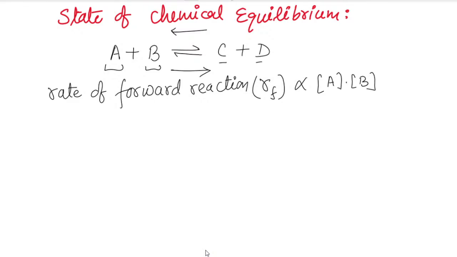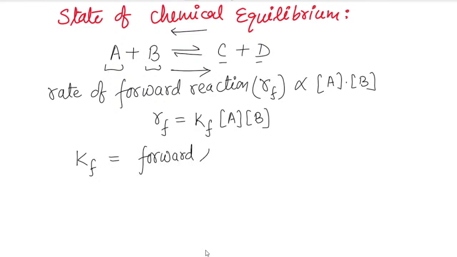Chemical equilibrium is going on. So rate of forward reaction is equal to the forward rate constant, Kf, because the constant of proportionality is there. Kf is the forward rate constant. When the reaction goes in the forward direction, the concentration of reactants goes on decreasing.